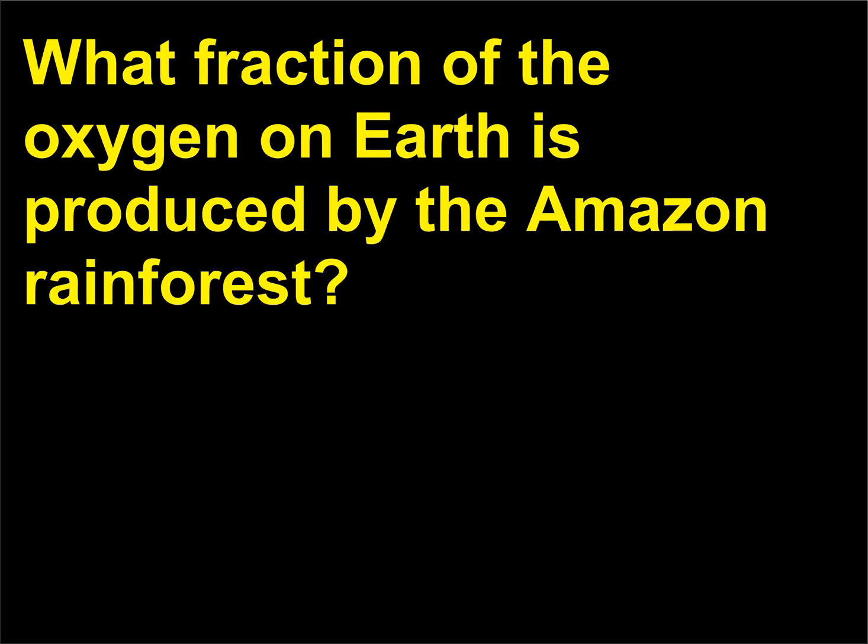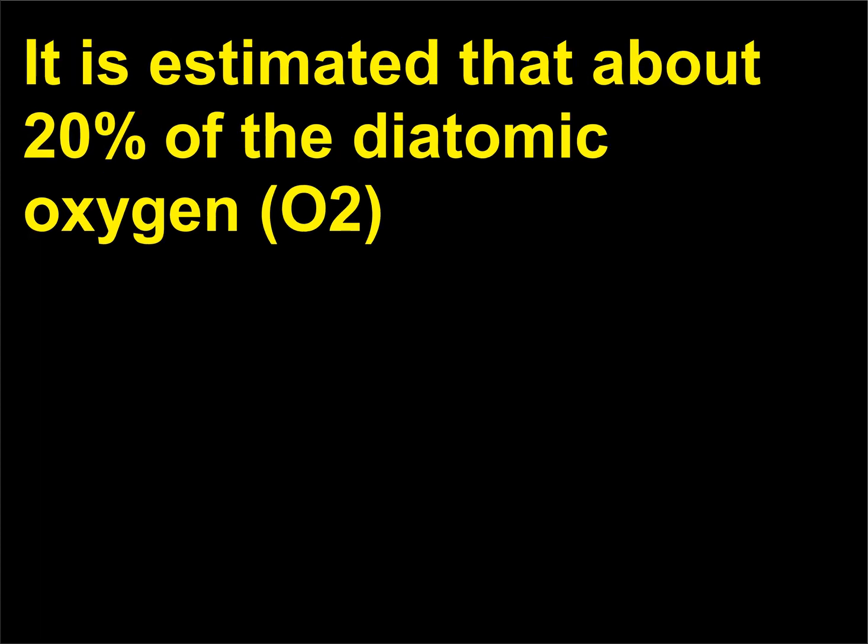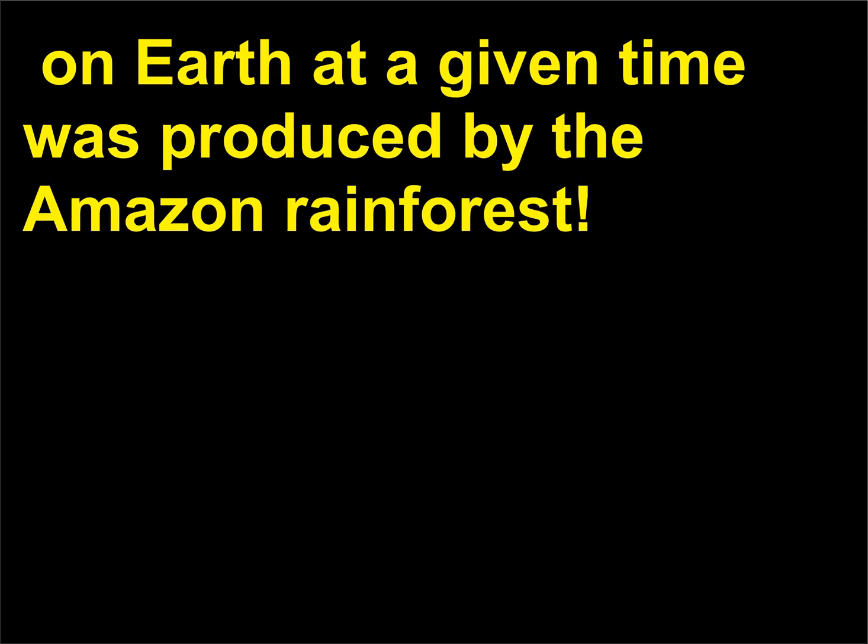What fraction of the oxygen on Earth is produced by the Amazon rainforest? It is estimated that about 20% of the diatomic oxygen, O2, on Earth at a given time was produced by the Amazon rainforest.